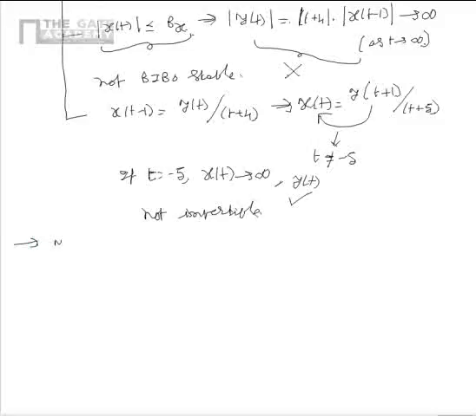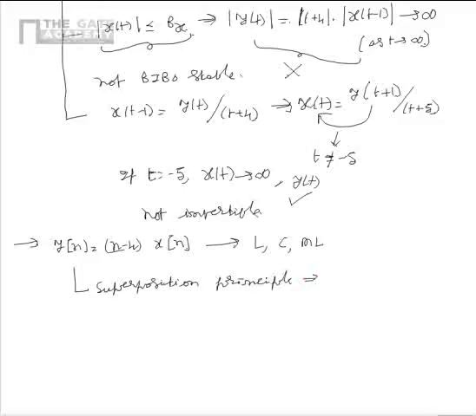Now let us consider another system, that is y of n is equal to n minus 4 multiplied by x of n. We have to find if the system is linear, causal, memoryless. We see that the given system satisfies superposition principle. From this, we see that the given system is linear.